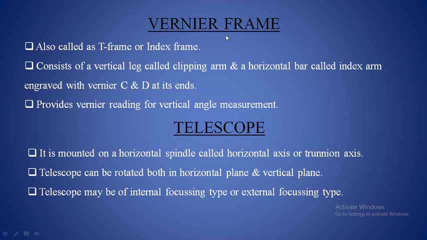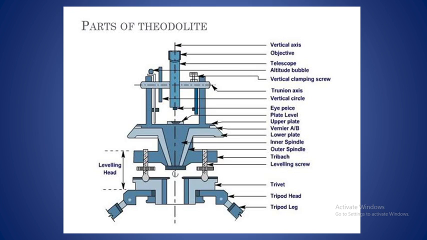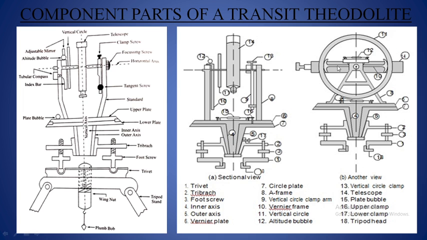So the next one is the vernier frame. The vernier frame is also called the T frame or index frame, and it has a vertical leg. Here in this image you can see the number 10, which is the vernier frame. For the measurement of vertical angles, you are going to need an index frame. This index frame is going to help you read vertical angles.